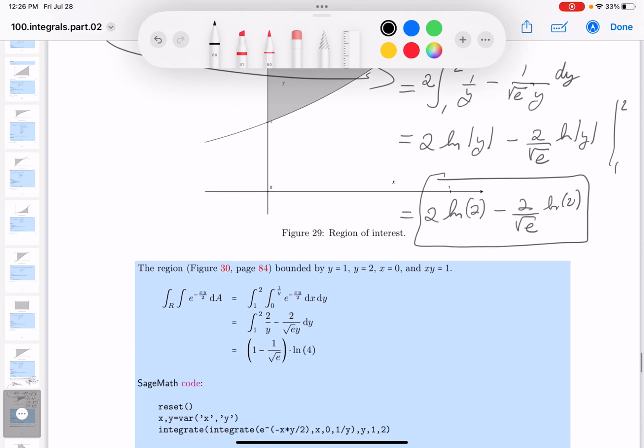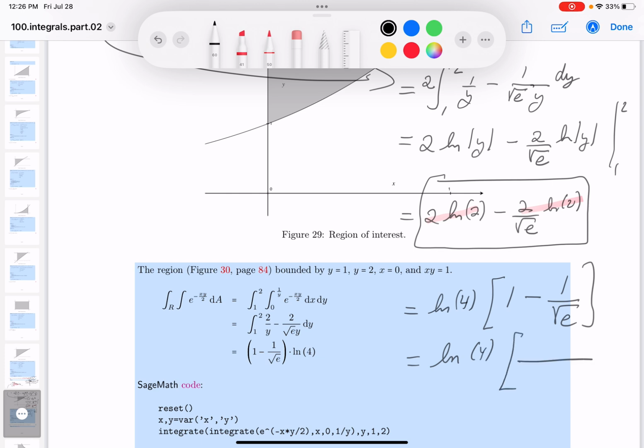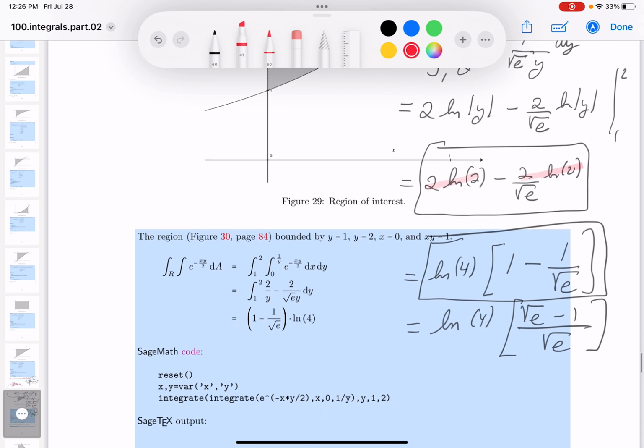I'm going to clean it up a little bit. The first thing I notice is this over here, 2 ln 2, that's just simply ln 4. I'm going to factor it out: ln 4 times, what do you get? 1 minus 1 over root e. You can write that differently if you want to, but I don't think this makes it any better, though. I'm going to commit to this answer over here, and let's look at the key to see if we got what we need to get, which is the answer.